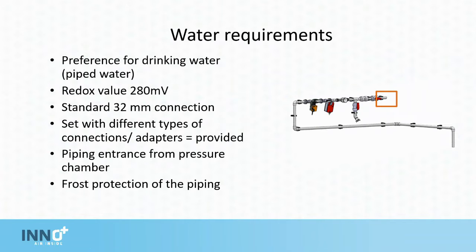The scrubber comes with a standard 32 mm connection, and we will provide water adapters so you can connect more easily to our air scrubbers. The piping should enter the technical room from the pressure chamber. By doing so, the piping is protected against frost.